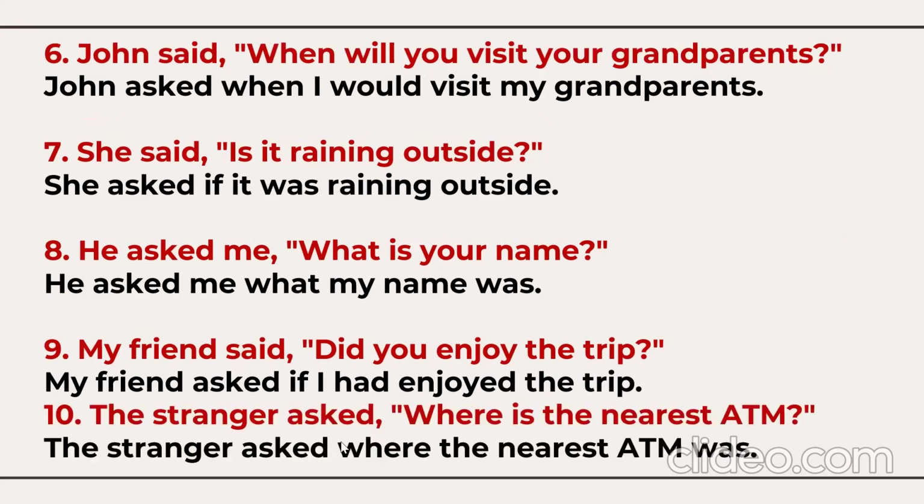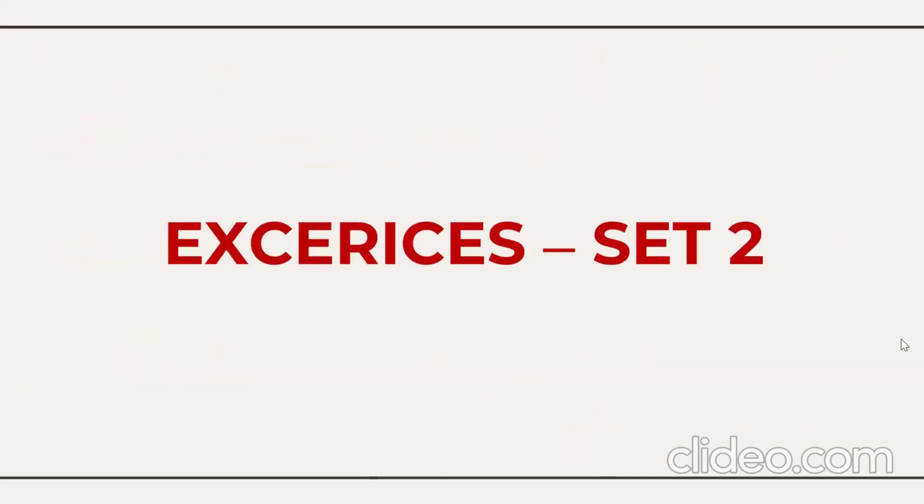Last question. The stranger asked, "Where is the nearest ATM?" The stranger asked where the nearest ATM was. See, the helping verb will come at the end. So these are the 10 questions from set number 1. Now, set number 2, similarly, 10 questions.